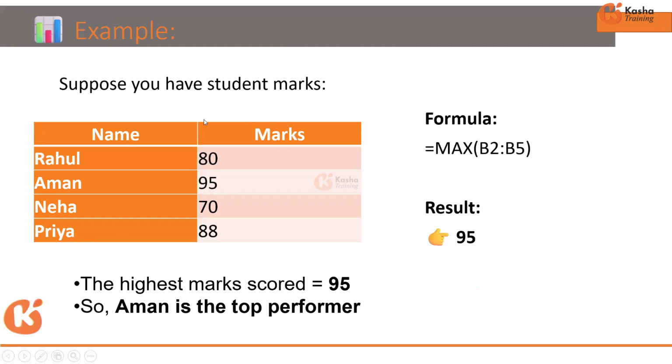Now, this data is very small. You can make it out just by looking at it. But if it is huge data, then you can use a formula to find out who has the highest score. You can use this formula here, and you can see the result is coming as 95. So the mark 95 is the highest one, and the person who achieved it is Aman. So Aman is the top performer in this case. That is the purpose of using the maximum function.